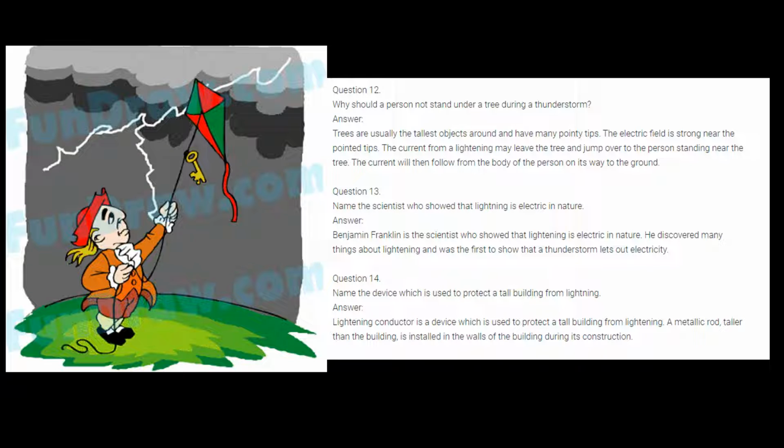Question 13. Name the scientist who showed that lightning is electric in nature. Answer. Benjamin Franklin is the scientist who showed that lightning is electric in nature. He discovered many things about lightning and was the first to show that a thunderstorm lets out electricity.